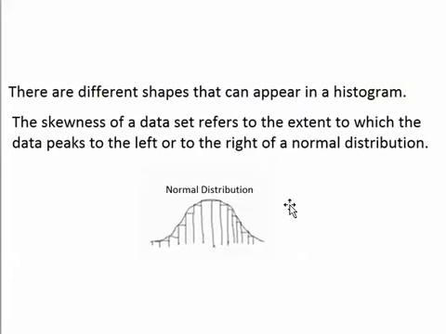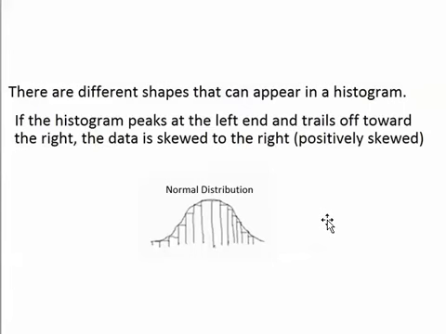The skewness of a data set refers to the extent to which the data peaks to the left of a normal distribution or over to the right of a normal distribution. So let's look at some examples. There's 2 types of skewness.